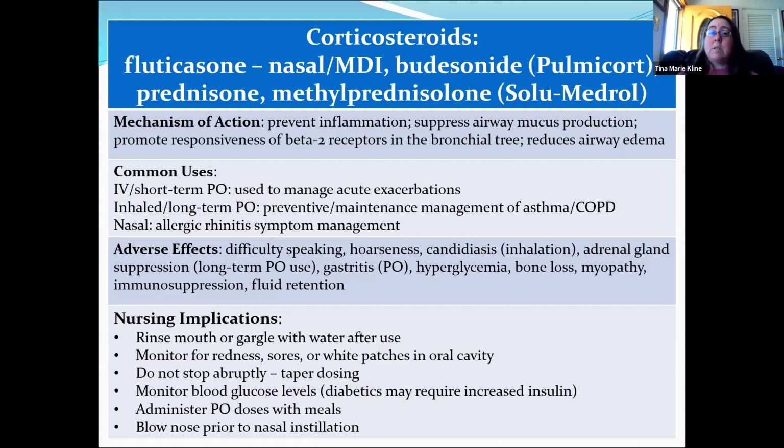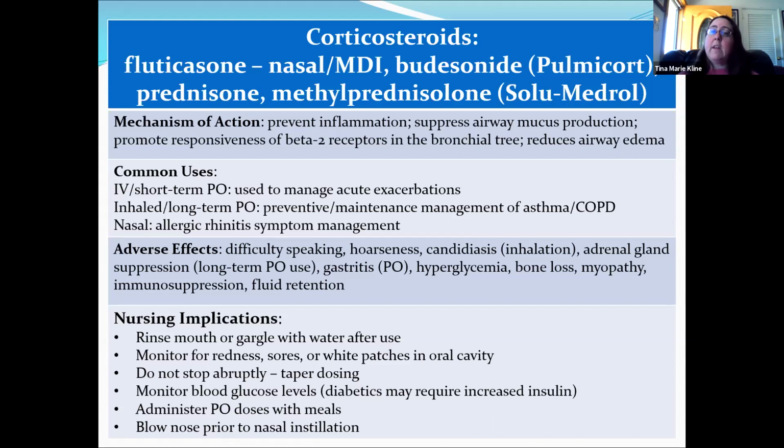Anytime you're taking an inhaled corticosteroid, they need to rinse their mouth out afterwards. While it's best practice to do that with all inhalers, it is most important with the corticosteroids, because if you don't, they can change the normal flora in the mouth, and it can result in thrush, the development of a yeast infection in the mouth, that candidiasis. So rinsing after any type of inhalation is going to be very, very important.